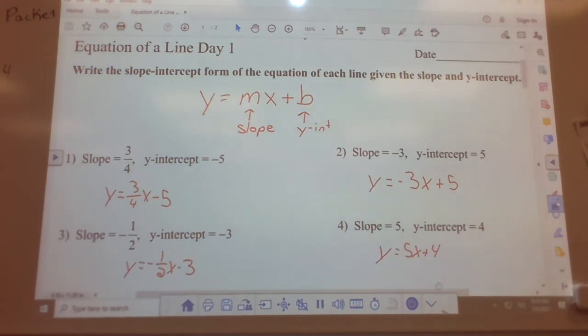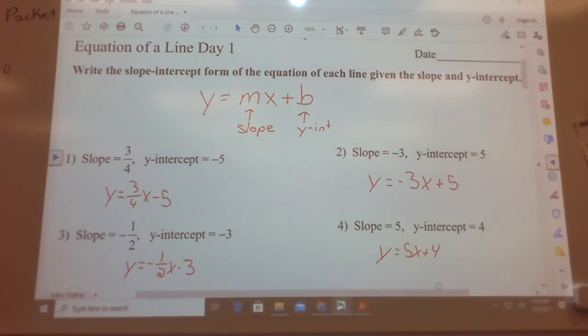Now, on Monday, we're going to be doing a few more things with slope intercept, but those are going to take a little bit more work, so I'm not just giving you slope intercept, I'm giving you other stuff. But on these 4, you just plug it in. Questions on those 4?